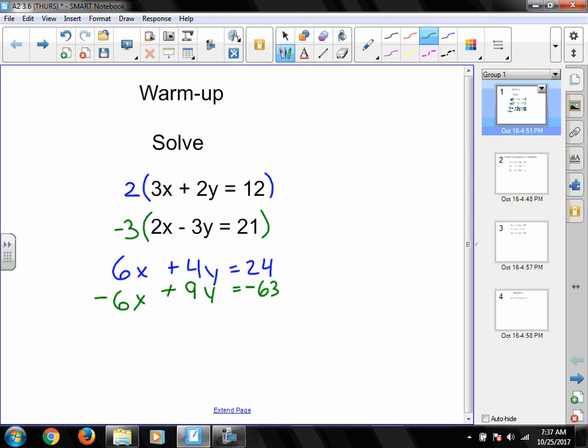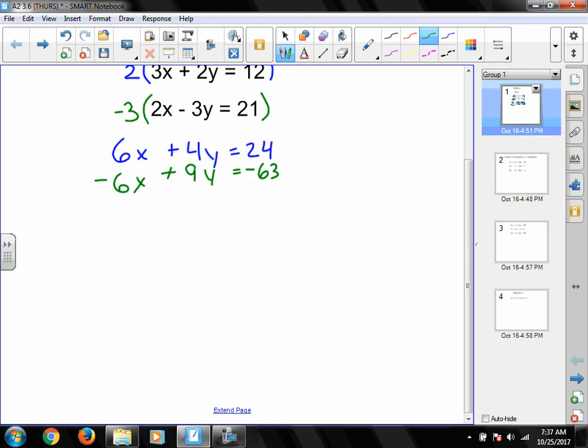And now that I have same numbers, opposite signs, we can go ahead and just add those two together. So my x's are gone. I get that 13y is going to be equal to negative 39. Divide both sides by 13. I get that y is equal to negative 3.